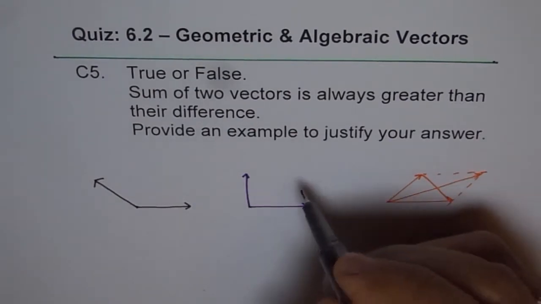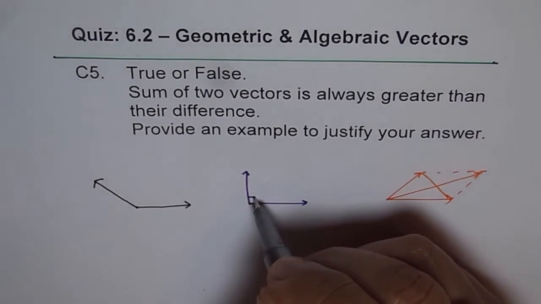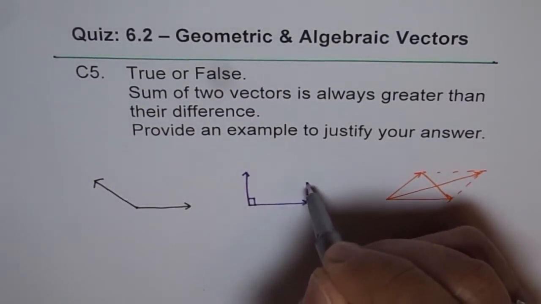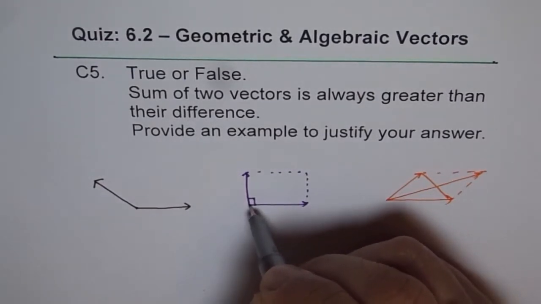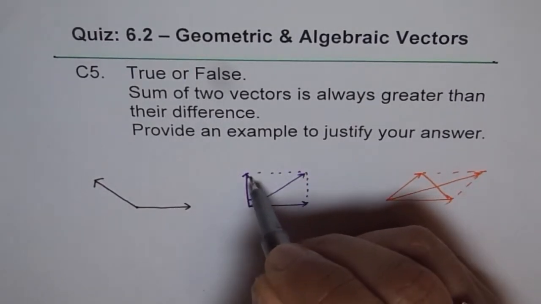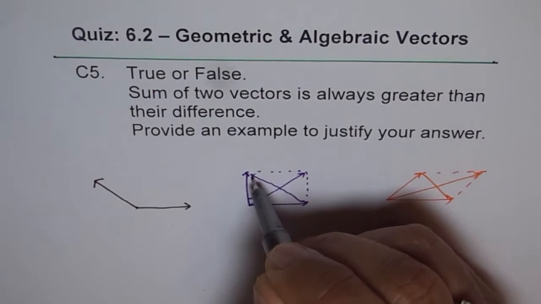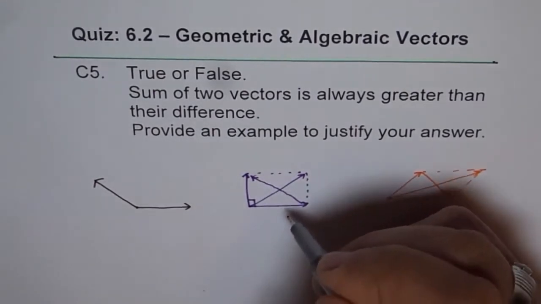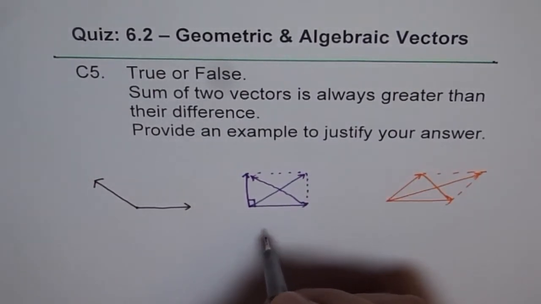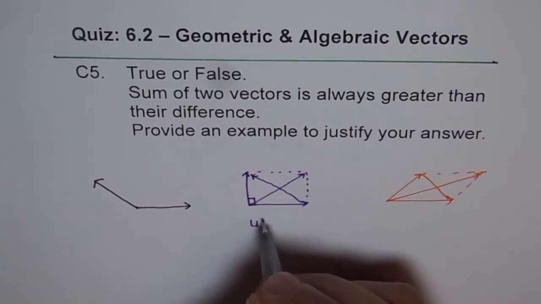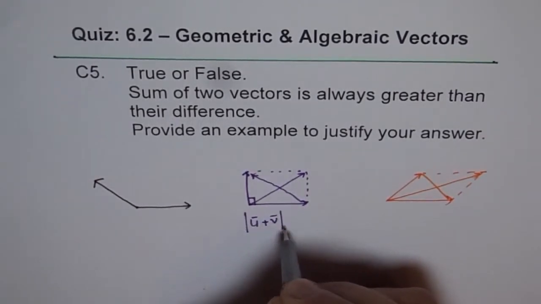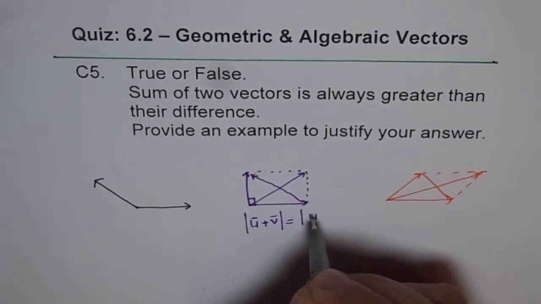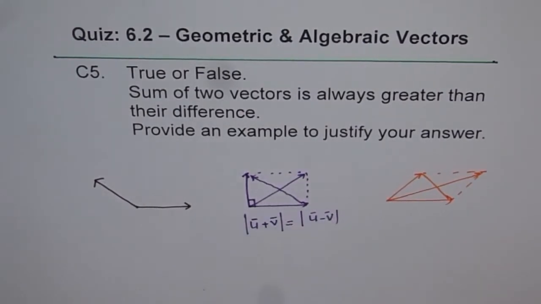Now in this case, let us say this is right angles, right? So in this case, it forms a rectangle. And in any rectangle, the diagonals are of the same length, right? So in this case, sum and difference is equal. Do you understand? So the vector u plus vector v, their magnitudes will be same because diagonals of a rectangle are same, right?